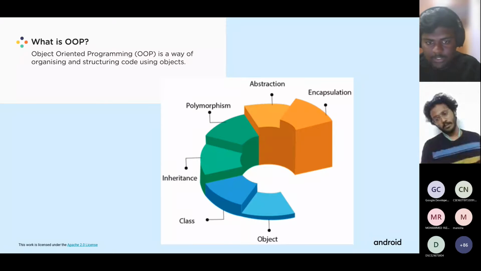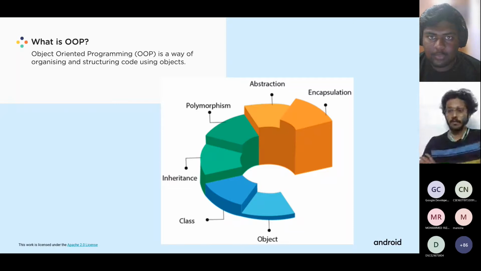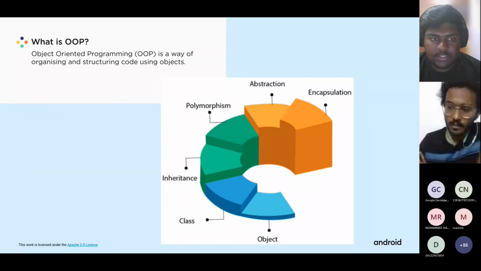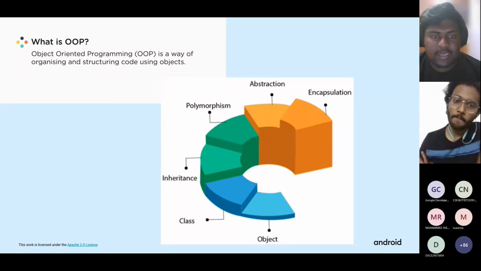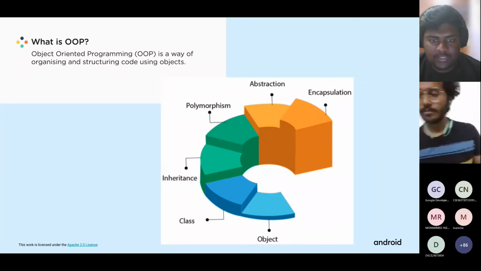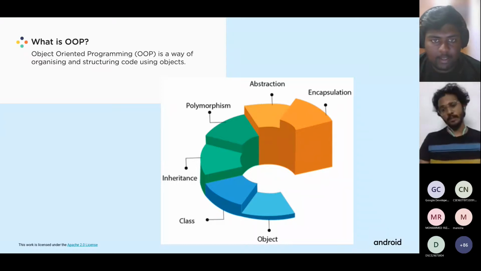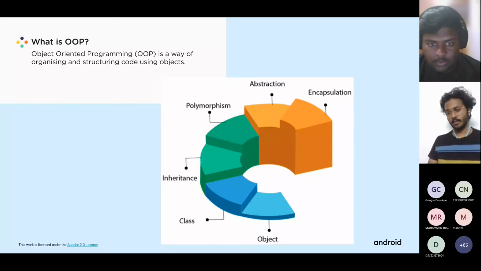Now let us go into inheritance. Inheritance means inheriting properties and methods from a parent class to a new class. Suppose we have two different classes, we can just inherit all the properties of our base class into our new class. That's called inheritance.